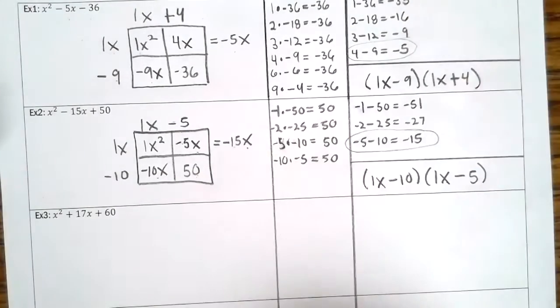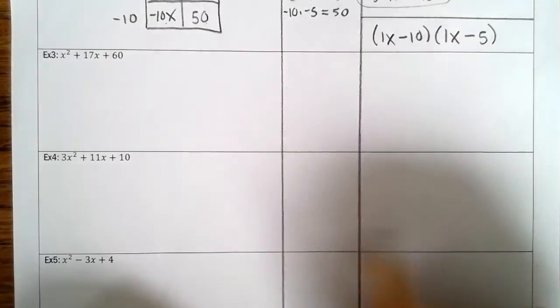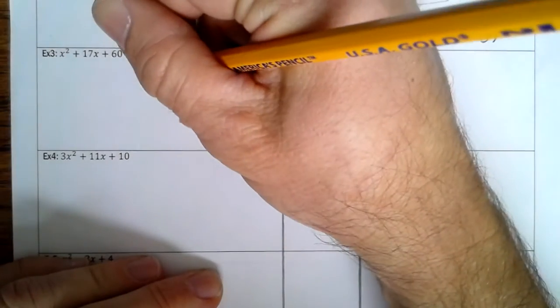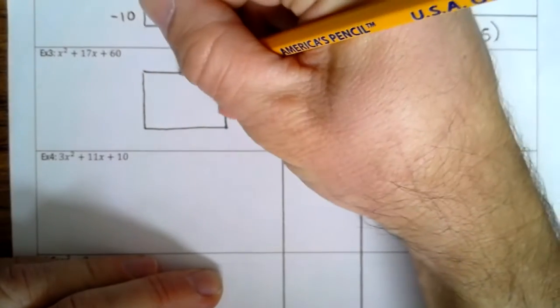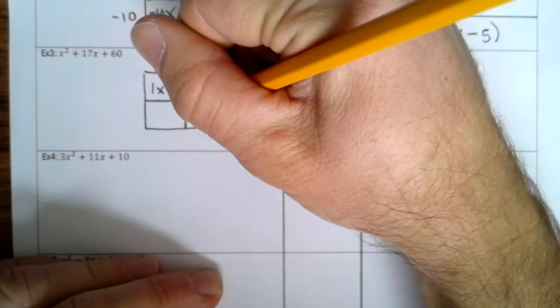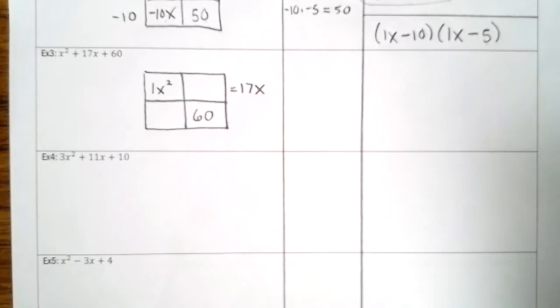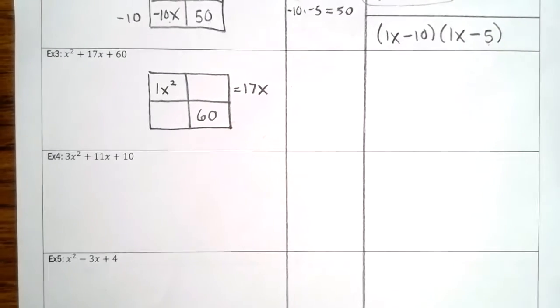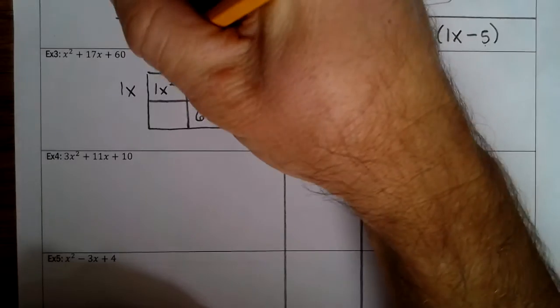All right, let's take a look at example 3. Okay, so again, 3 terms. We draw our box. So first term is 1x squared, last term is 60, and the middle term we want is 17x. All right, now to make x squared real simple, 1x and 1x. Now we need to find all the combinations to make 60.